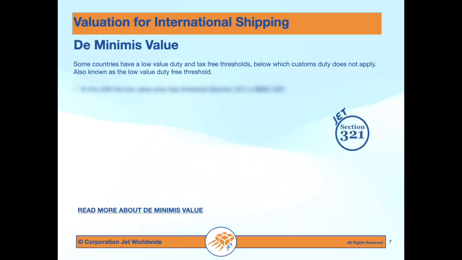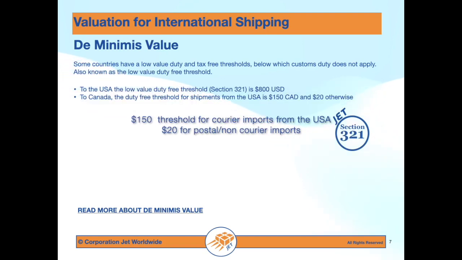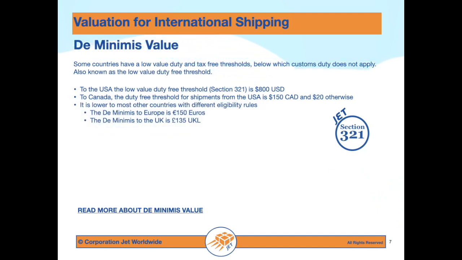To the USA, the low-value duty-free threshold, also known as Section 321, is $800 US. To Canada, the duty-free threshold for shipments from the US is 150 Canadian dollars, otherwise it's $20. It's lower to most other countries with different eligibility rules. National taxes such as VAT and GST apply to all imports regardless of value.